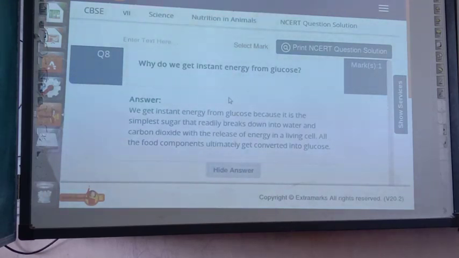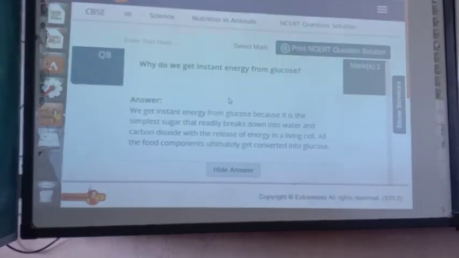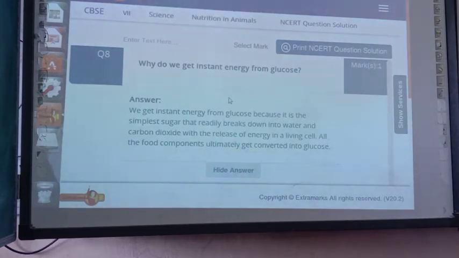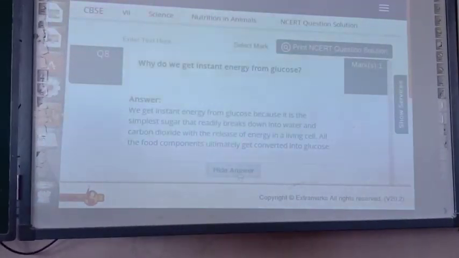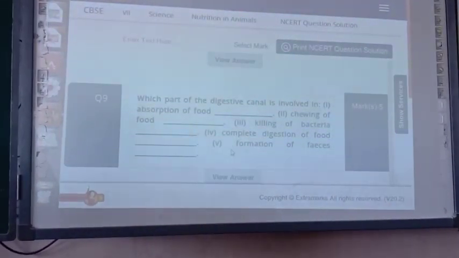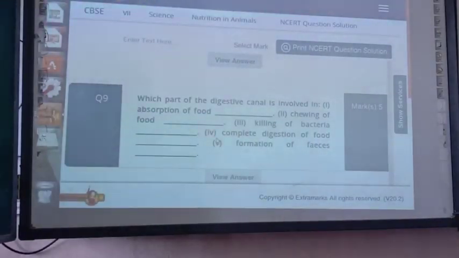All the food components ultimately get converted into glucose. So just see, why do we get instant energy from glucose? Because it is the simplest sugar that readily breaks down into water and carbon dioxide with the release of energy in a living cell. All the food components ultimately get converted into glucose. Okay, so now let us move to another one.